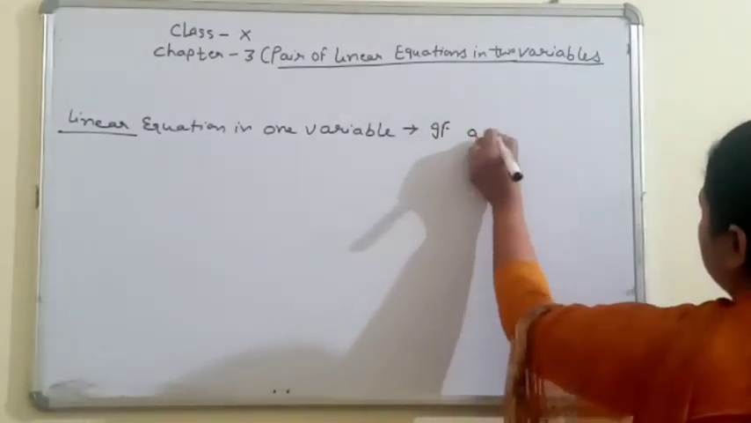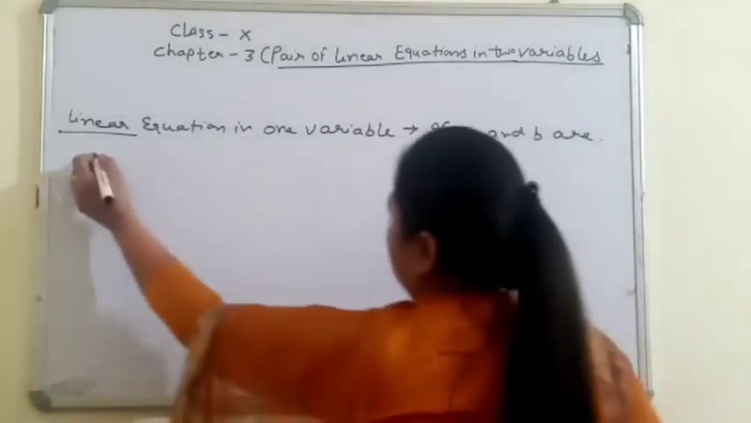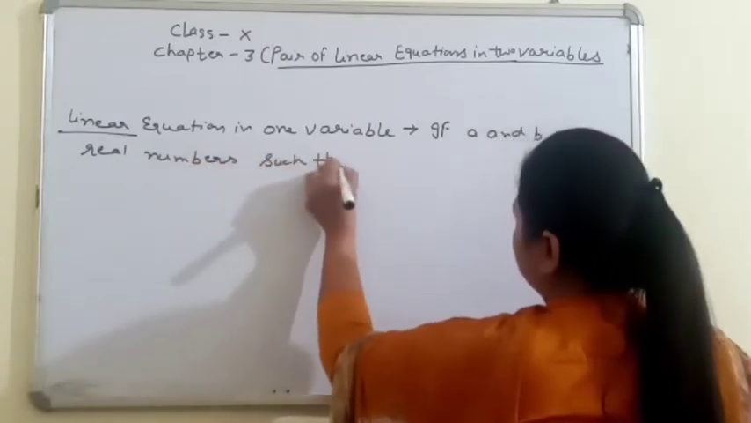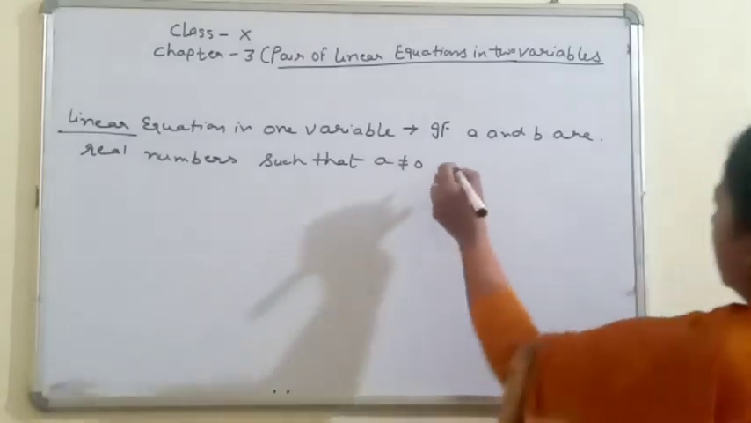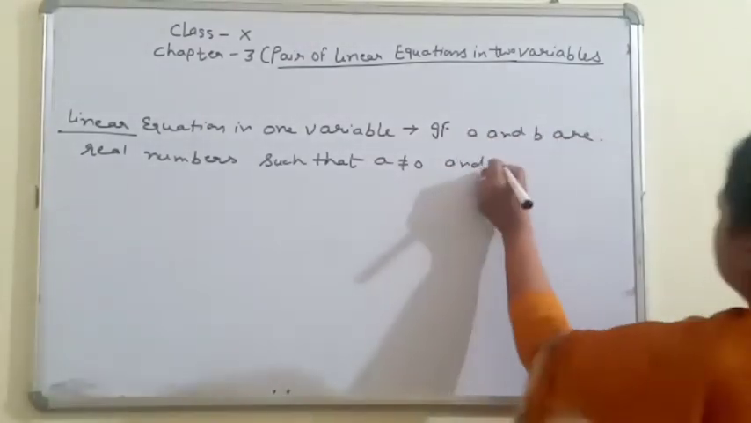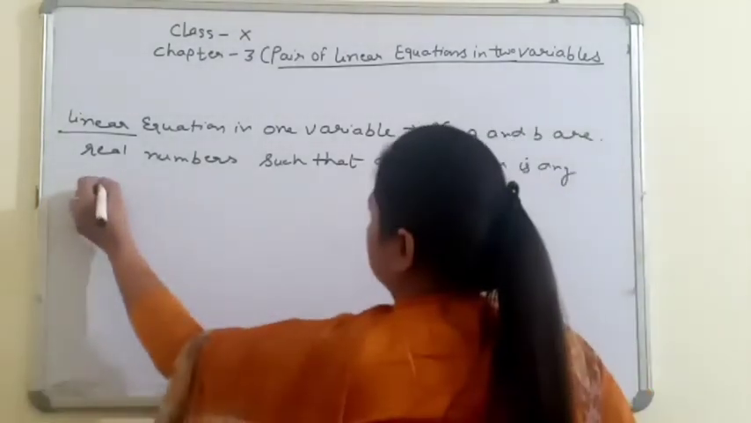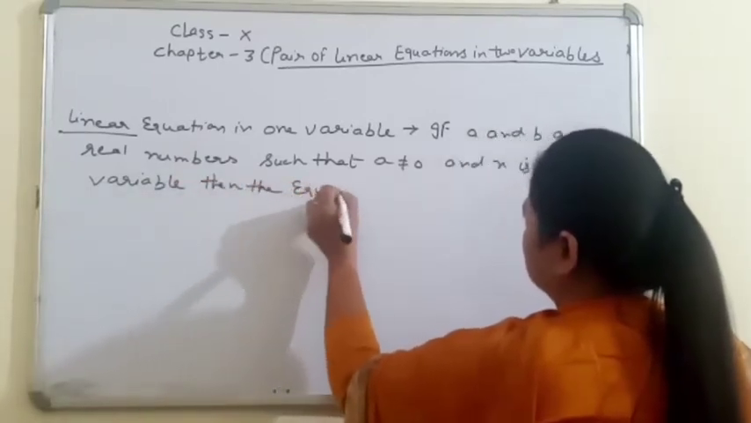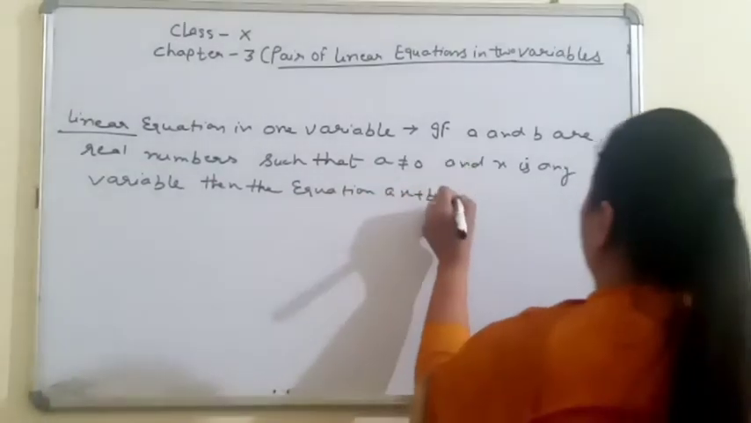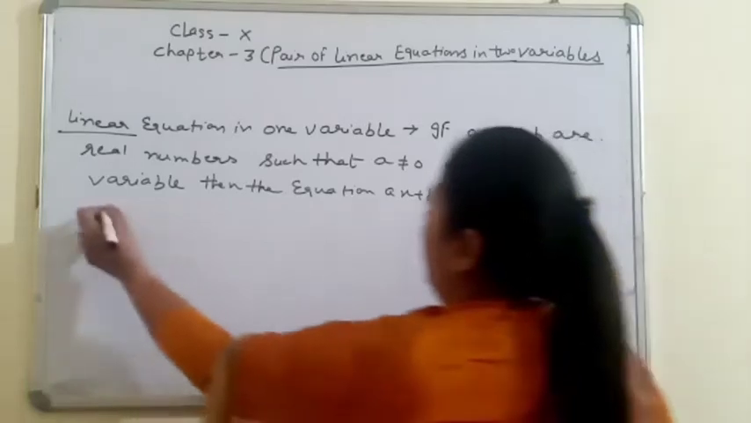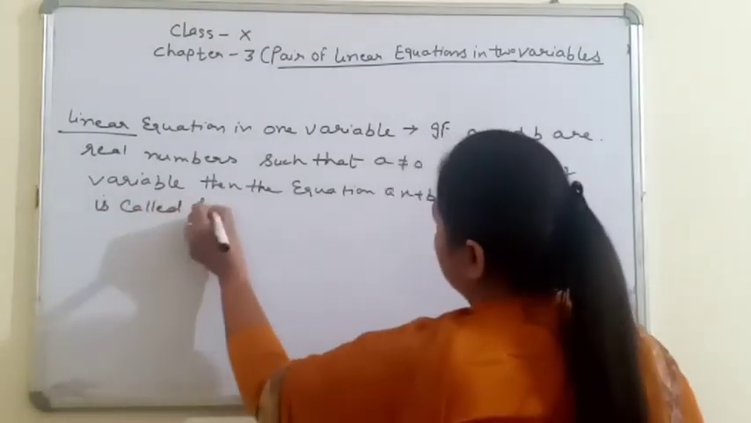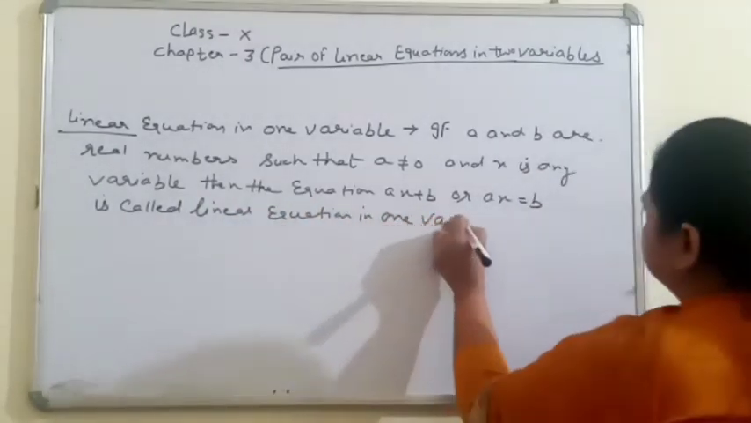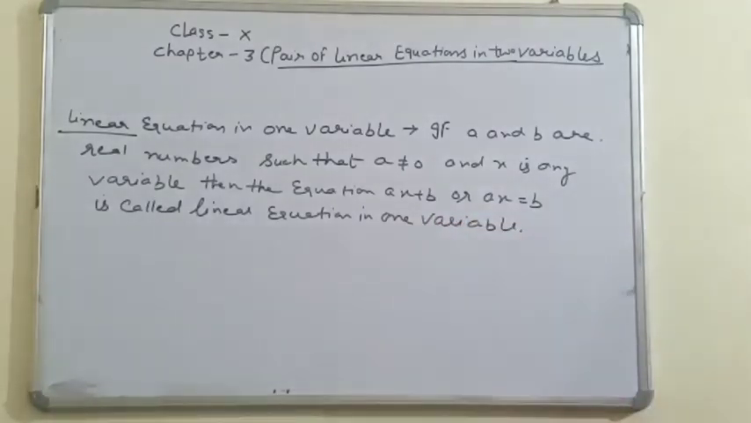If a and b are real numbers such that a not equal to 0 and x is any variable, then the equation ax plus b equal to 0, or ax equal to b, is called a linear equation in one variable.